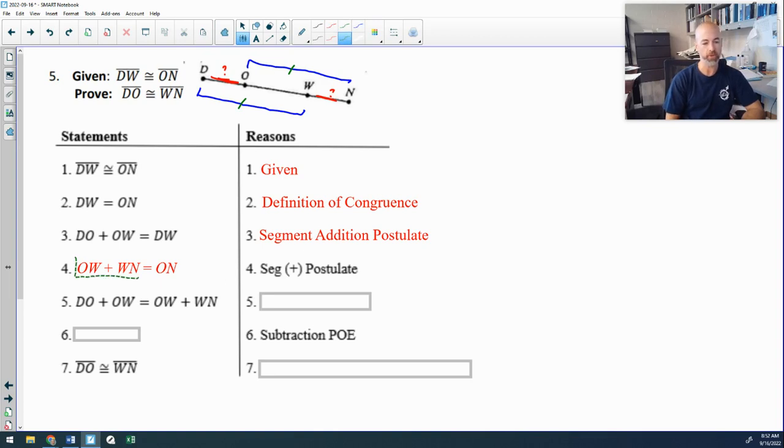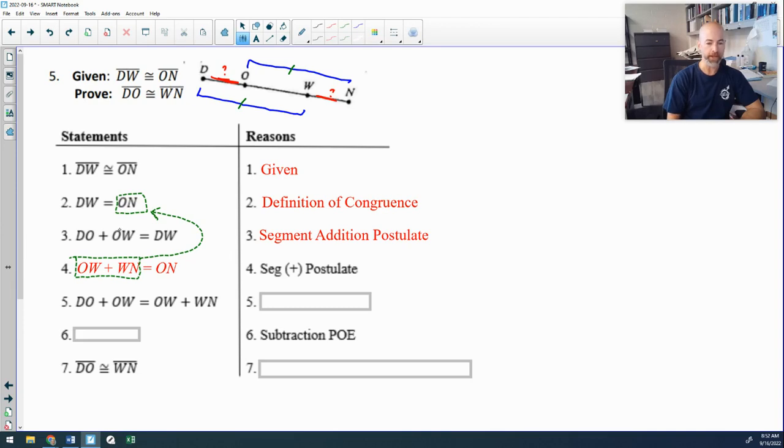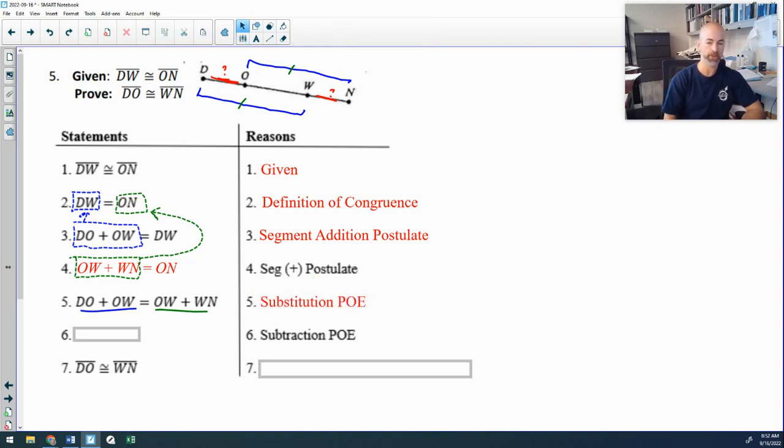I know that OW plus WN is equal to ON, so I can take OW plus WN and I can substitute it for that ON. I also know that DO plus OW equals DW. Well, if DO plus OW is the same as DW, then I can substitute it in for the DW in step 2. And when I make those substitutions, I end up with DO plus OW is equal to OW plus WN. And that was a method of substitution. So we substituted.